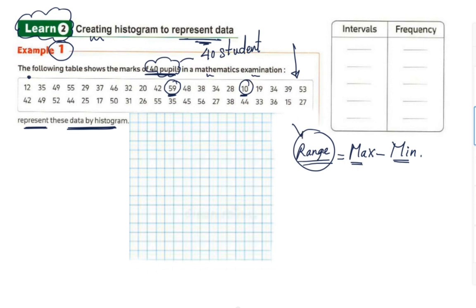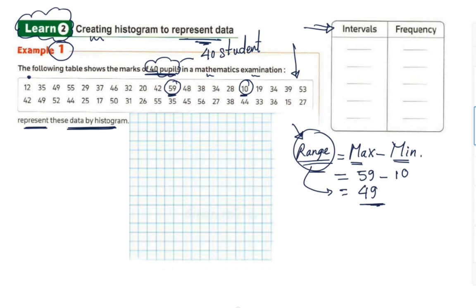So the range is the difference between them. If I subtract the minimum mark from the maximum one, I will get something called the range. Now, maximum is 59 minus minimum is 10. That equals 49 degrees. Now, range equals 49. How will I use this range? We will get something called intervals.